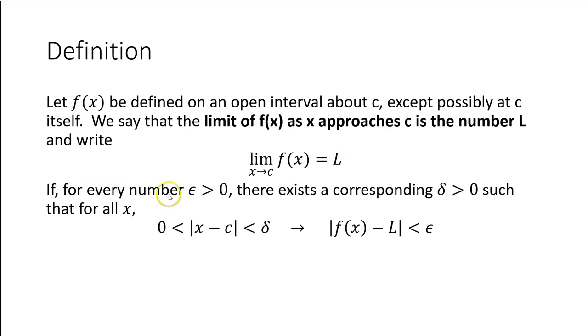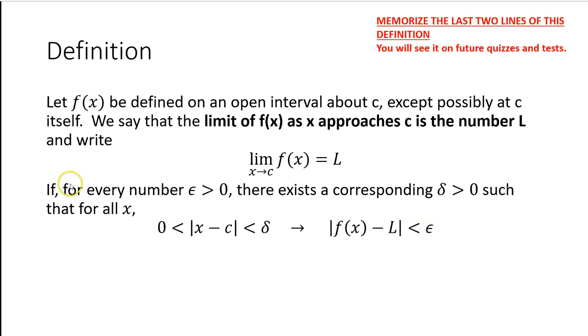If for every number epsilon greater than 0, there exists a corresponding delta greater than 0, such that for all x, 0 is less than the absolute value of x minus c is less than delta, implies that the absolute value of f of x minus L is less than epsilon. You need to memorize these last two lines. In fact, when you walk in the class on Friday or the next class period, I expect you to know these last two lines. Okay?